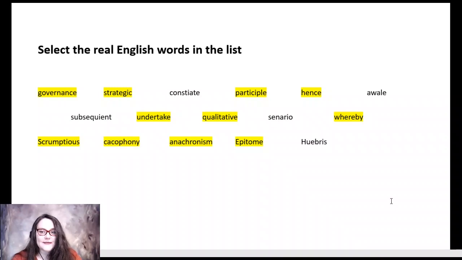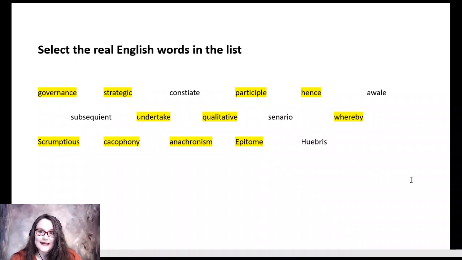To undertake something means to start it. Qualitative is a way of measuring something. A scenario is the written plot of a story. But notice the spelling of scenario. To spell scenario correctly, you need to put a C in it. So that's spelled wrong, and that would make it not qualify as a word.